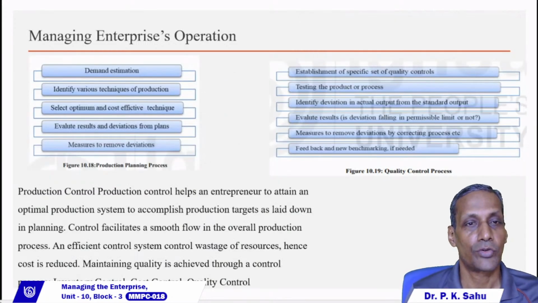This slide shows the production planning process and the quality control process. Production control helps an entrepreneur to attain an optimal production system to accomplish production targets as laid down in planning. Control facilitates a smooth flow in the overall production process.